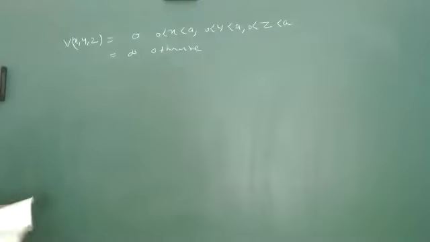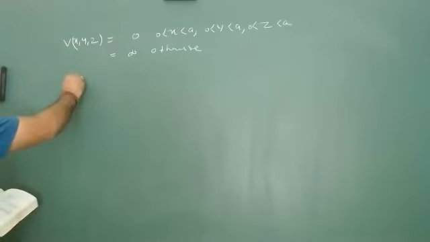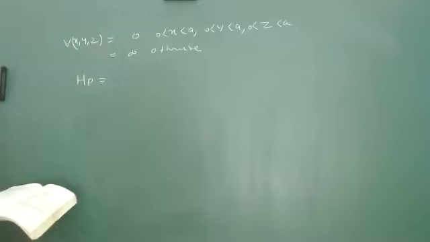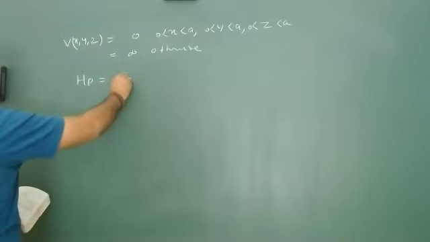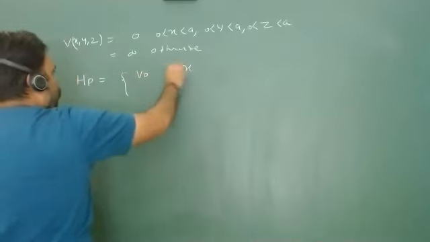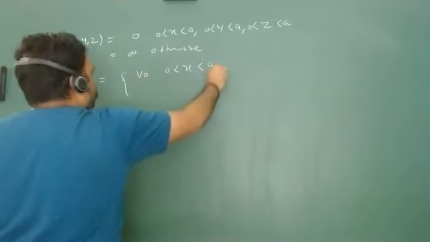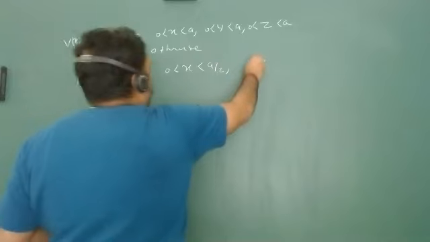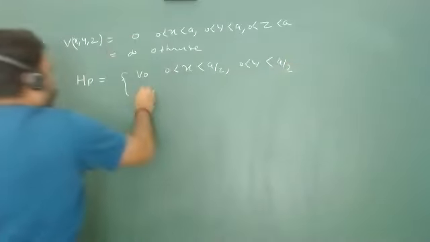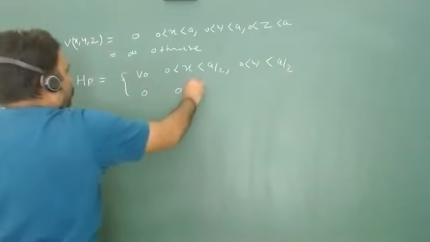This infinite potential is perturbed with another potential, let's say H prime, which is given as V naught when x is between 0 and a by 2 and y is between 0 and a by 2, and 0 otherwise.